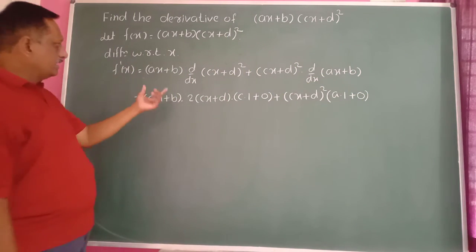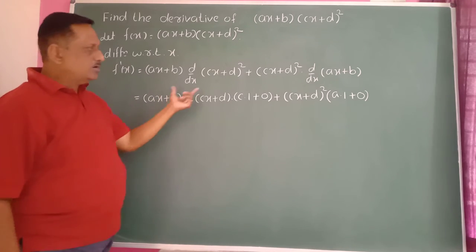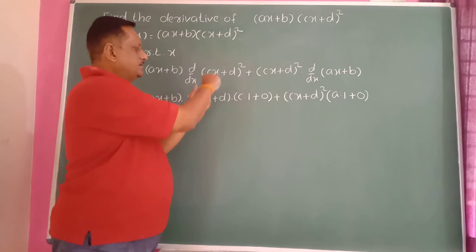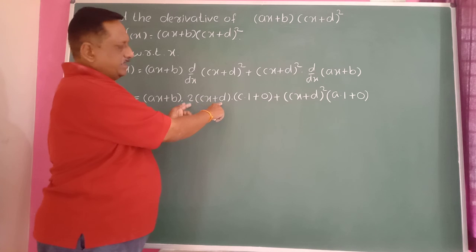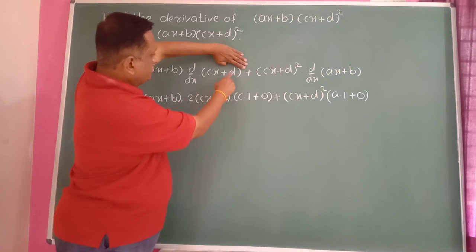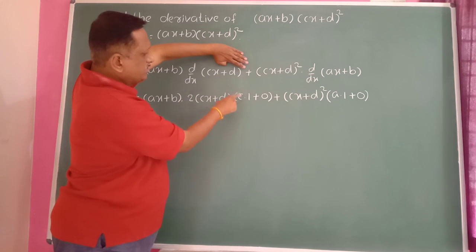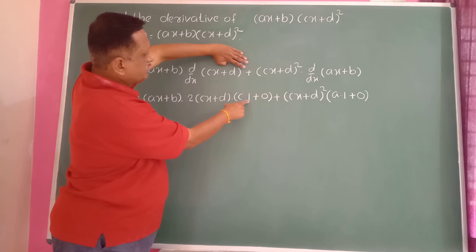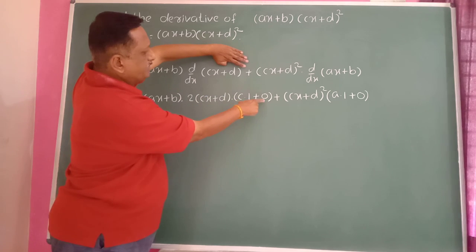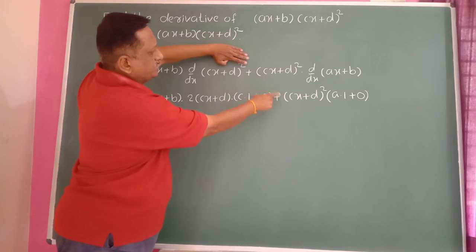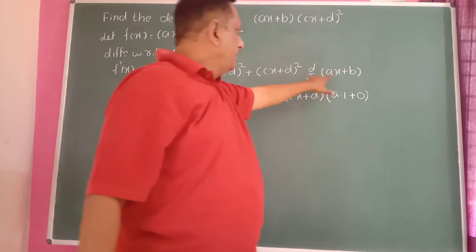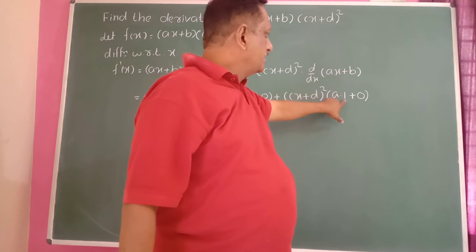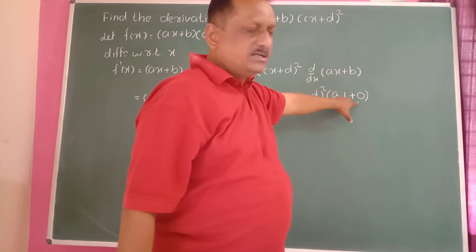Okay, repeat once again here. Write this one as it is. Total this term differentiation 2 into cx plus d. Need to leave this 2 here. Differentiate this term here. So c constant here, x differentiation 1 plus constant and d differentiation 0, plus here cx plus d whole square. Then a write as it is, x differentiation 1 and constant b differentiation 0.